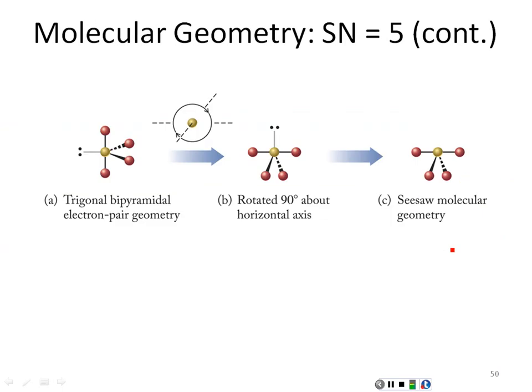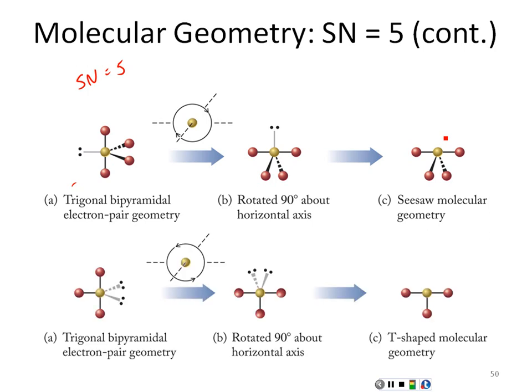Let's look at some examples of these. So if we have a steric number of 5, but we have one lone pair, now we get what's known as a seesaw. This would be a three-dimensional representation of that. If you rotate it and forget about the lone pair for a second, you see that the molecular geometry resembles that of a seesaw.